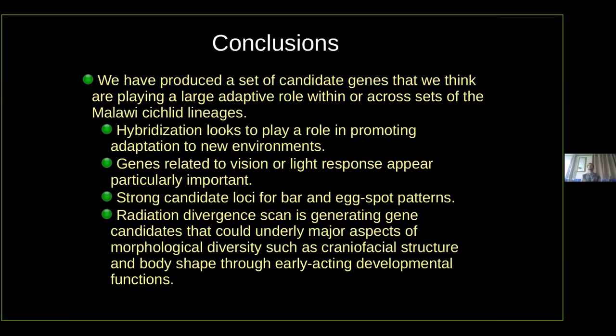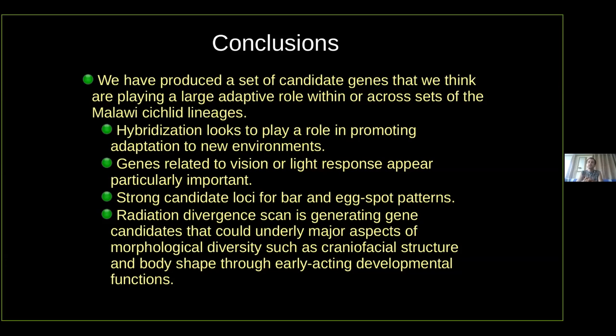So, in conclusion, taken as a whole, at this point it's just been a lot of fishing and data exploration more than anything. But we have produced a set of candidate genes that we think are playing a large adaptive role within or across the sets of Malawi cichlid lineages. From the National Park, we can tell that hybridization looks to play a role in promoting adaptation to new environments. A common theme is that genes related to vision or light response appear to be particularly important.